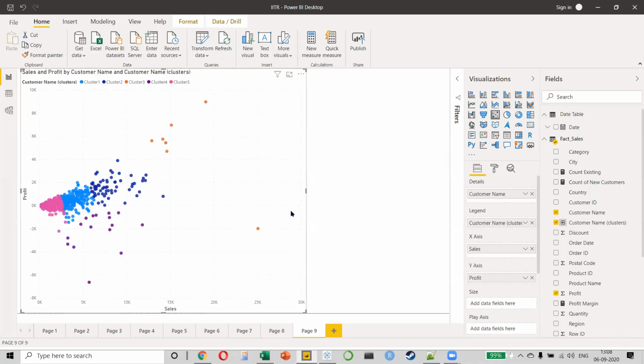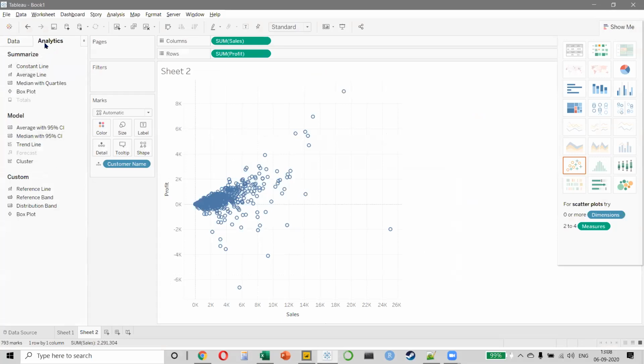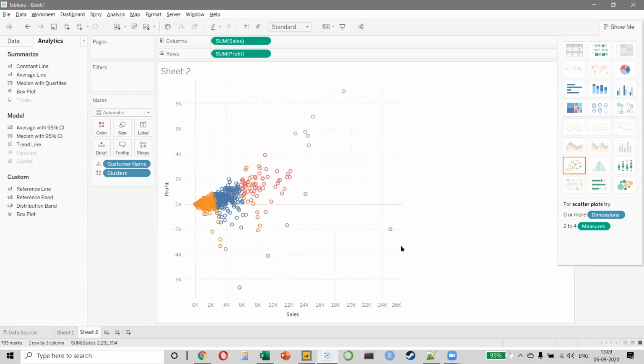Here's my question. Oh, by the way, let me do it on Tableau as well. So in Tableau, I click on Analytics. We have cluster. We drag our cluster on the chart. And again, it will ask me how many clusters. I'll say 5 clusters, and it will make 5 clusters for me.